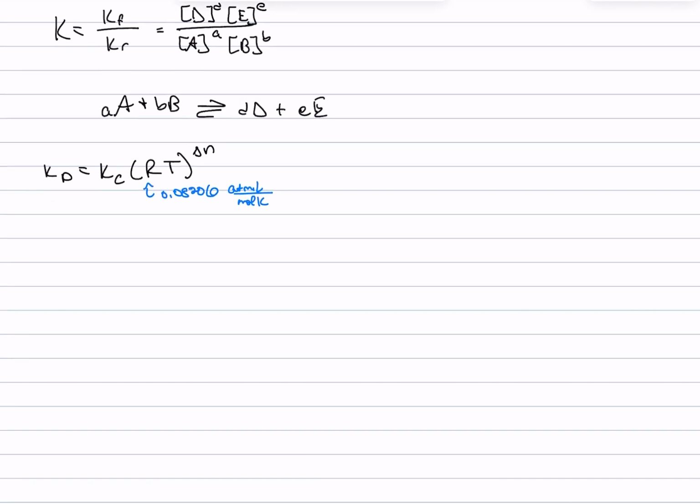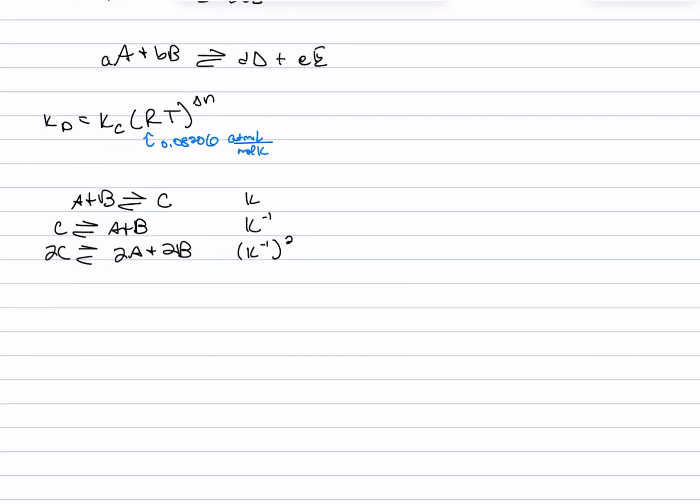Next, we'll discuss what happens to K when we manipulate the reaction. Taking this one right here, A plus B goes to C with K. If we were to flip this to C goes to A plus B, that would be K raised to the negative 1. And if we were to multiply this by 2, so 2C goes to 2A plus 2B, we would raise K to the negative 1 to the second power. And similarly, when we add two reactions like 2A plus B goes to C plus D and D plus Q goes to Z, we cancel out the intermediates to get 2A plus D plus Q goes to C plus Z, and we multiply the Ks.